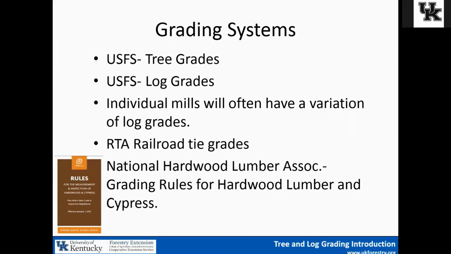So grading systems, you've got the U.S. Forest Service tree grades, the U.S. Forest Service log grades, and then individual mills will typically have their own variation of log grades, and those proprietary grades are going to be really reflective of the markets that they have available to them. And so they're going to be different for every mill, and it's important to keep that in mind. We also have the RTA, Railroad Tie Grade specifications, and the National Hardwood Lumber Association's grading rules for hardwood lumber and cypress. You can see here in the bottom left-hand corner.